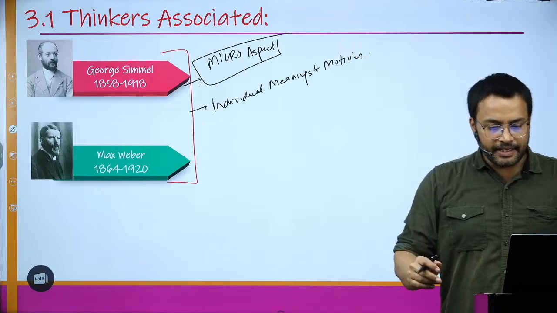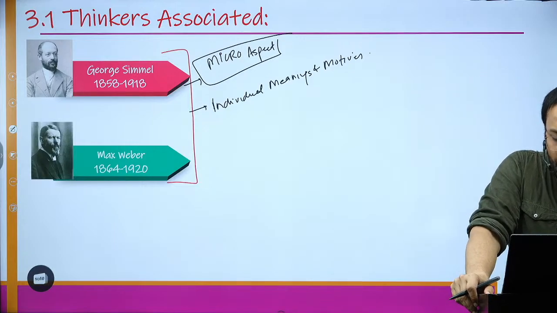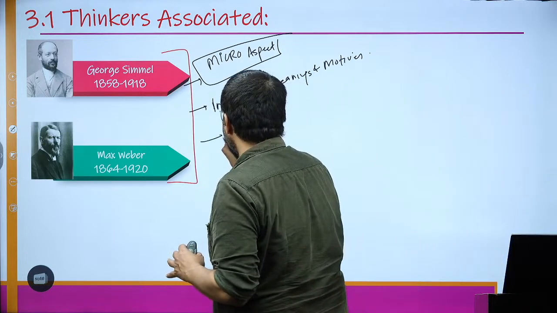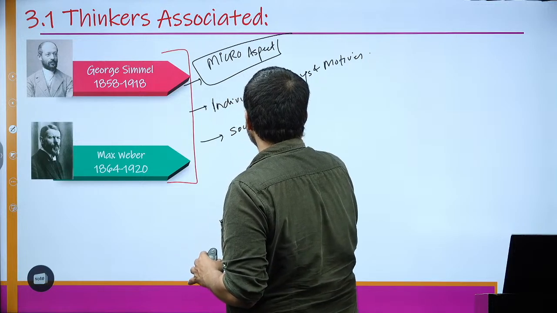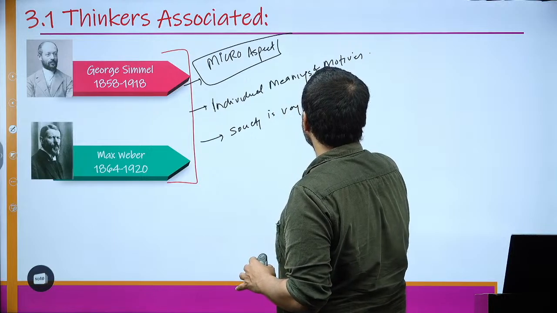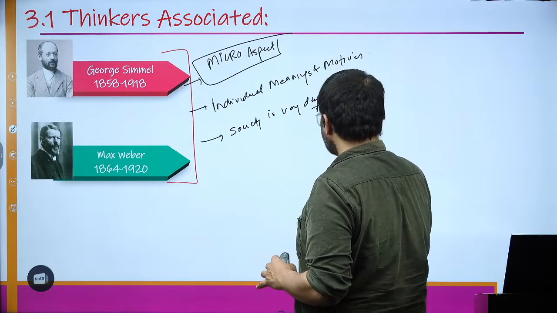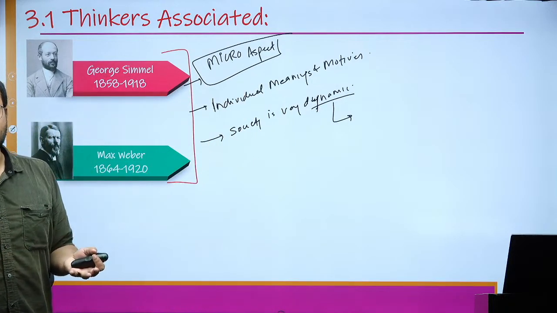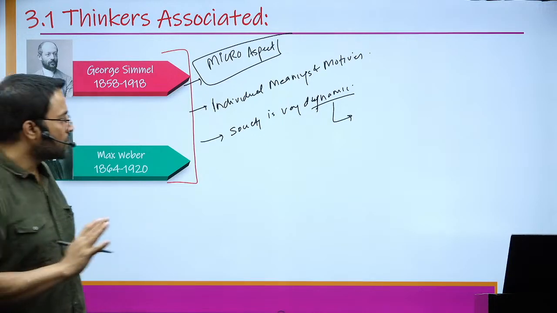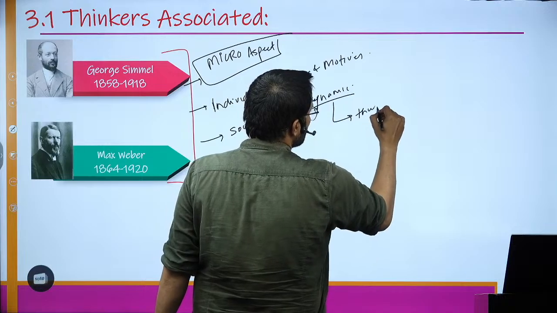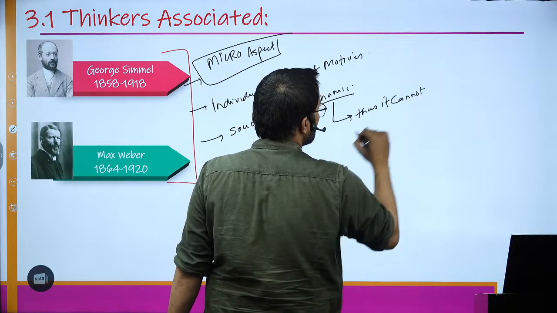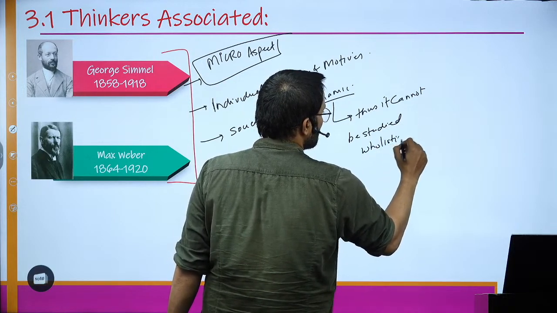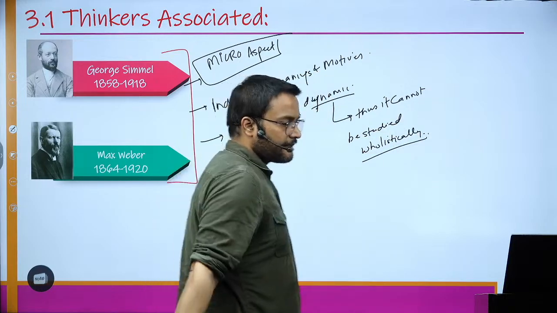Okay, and they also believe that overall society is very dynamic, and so it cannot be studied holistically. They believe that society is very dynamic, and thus it cannot be studied in a complete, holistic manner, because it keeps on changing. So when it keeps on changing, you cannot arrive at a law. Society is very dynamic, and thus cannot be studied holistically, right? This is how we say.